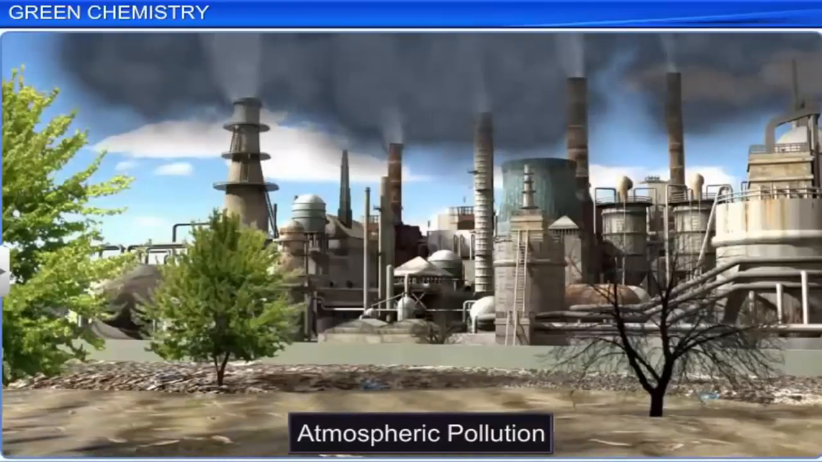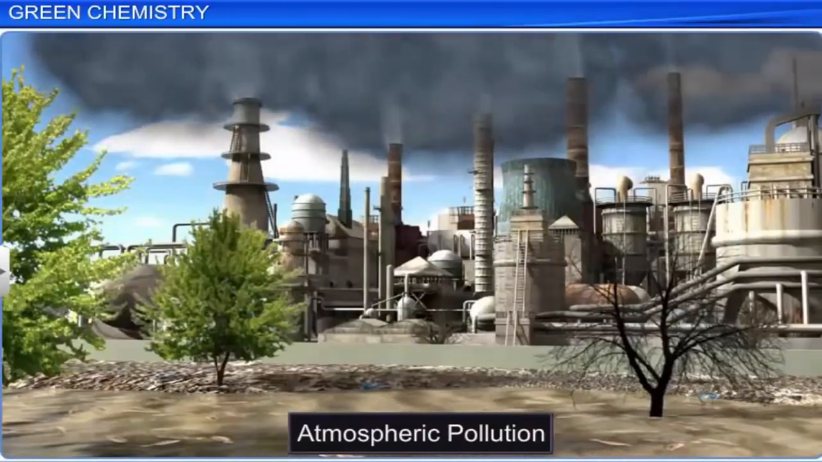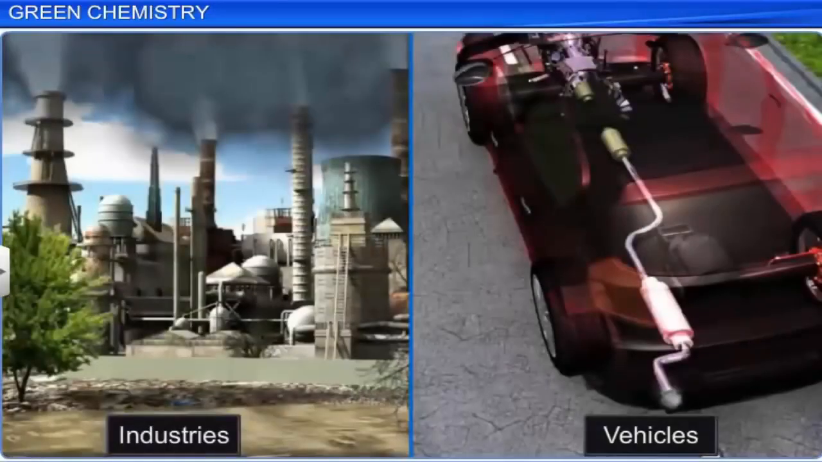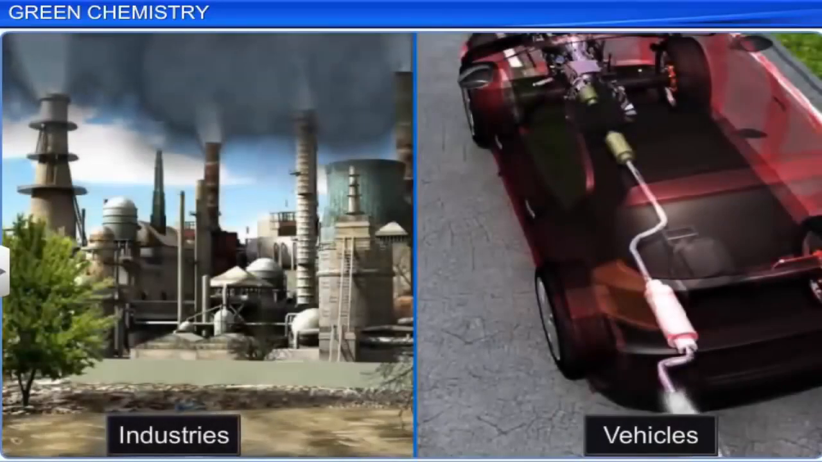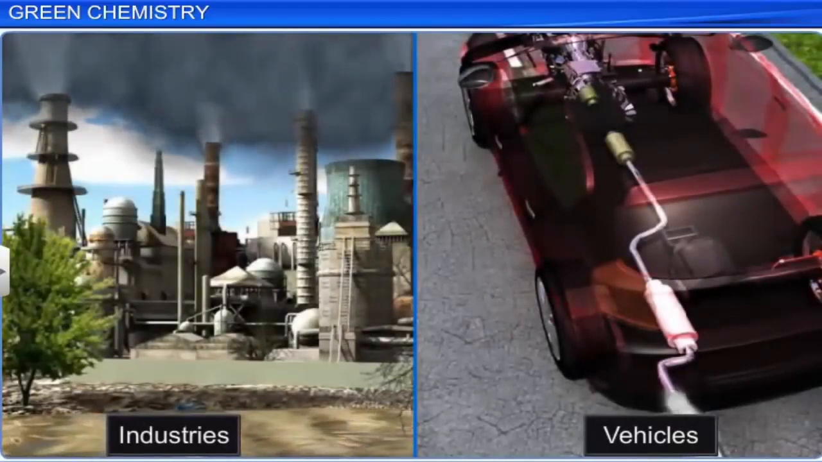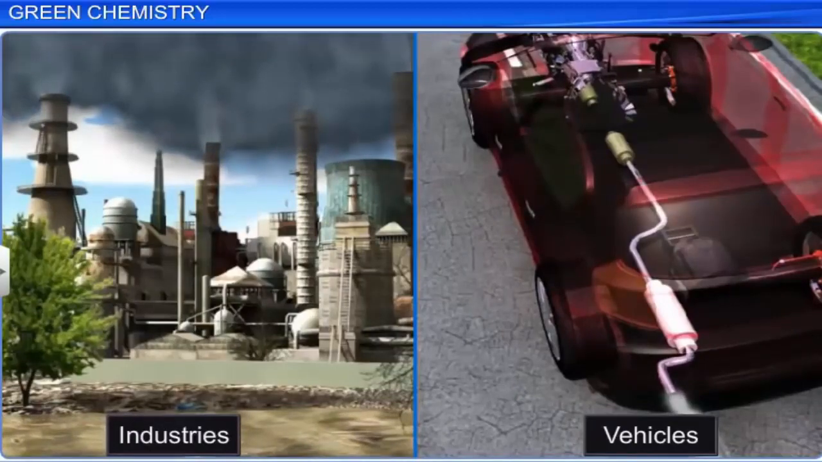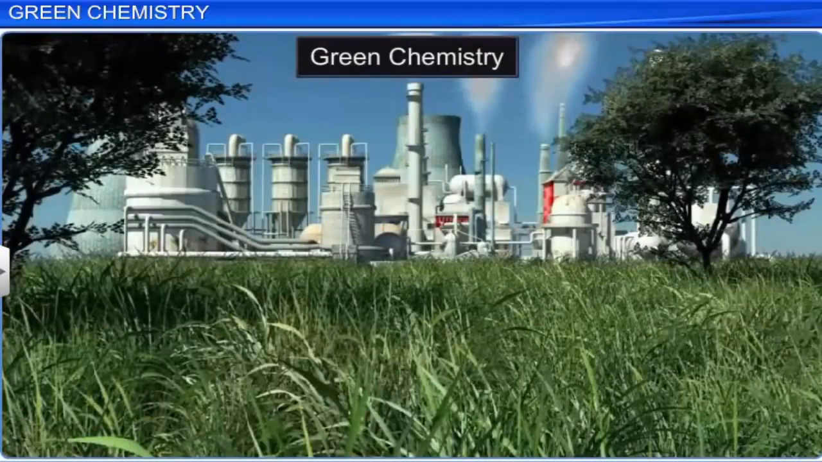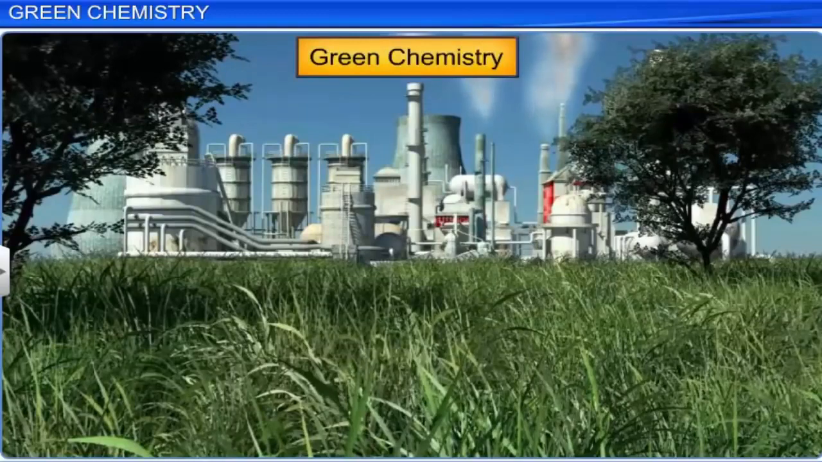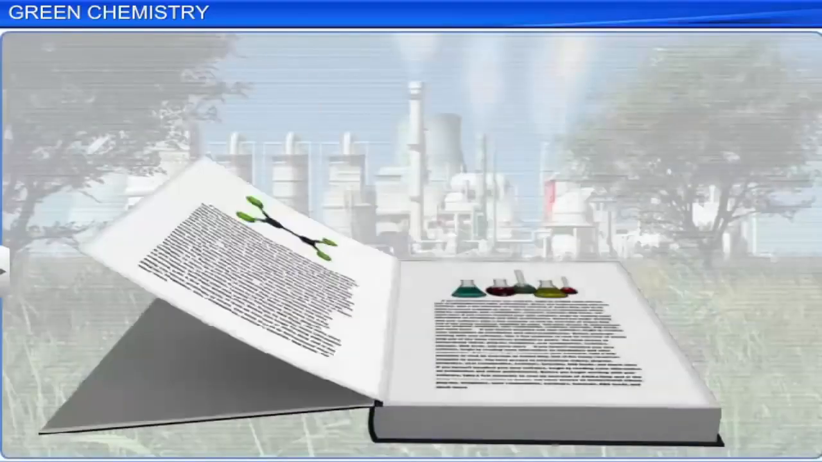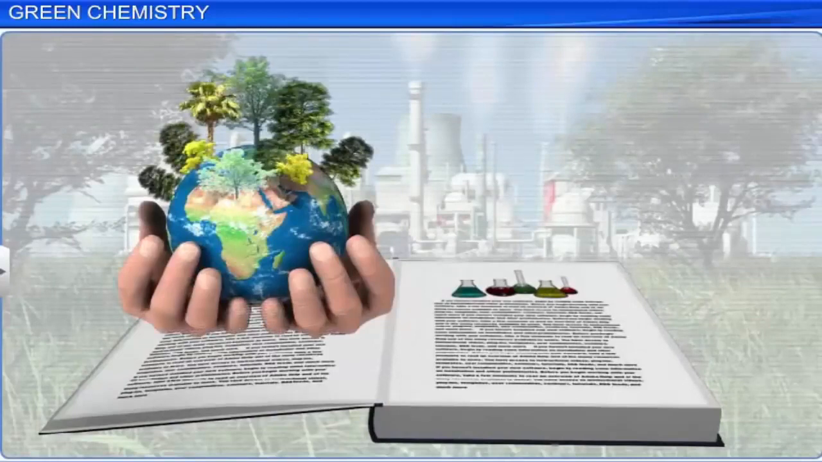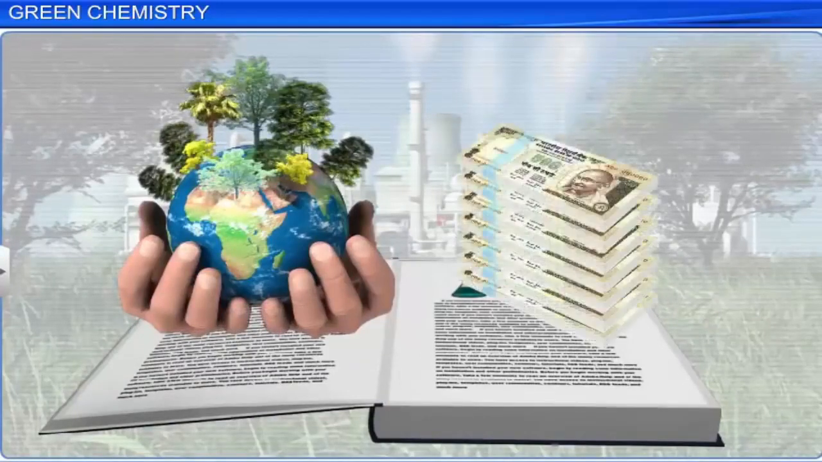We know that the Earth's atmosphere, along with its soil and water, is polluted every day, and it is not possible to eliminate the causes of pollution, such as industries and vehicles, all at once. However, it is possible to find alternate production methods that would not pollute the environment as much as the current methods. The branch of chemistry which deals with the research and discovery of such methods is known as green chemistry. Green chemistry uses existing scientific knowledge to help find environment-friendly and cost-effective production methods.